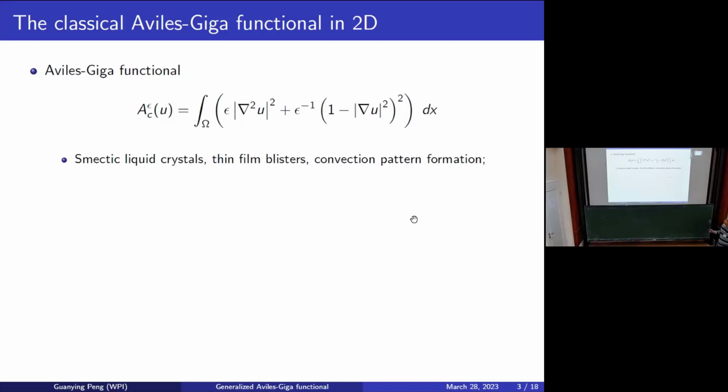So this is defined for a scalar valued function U, and it's a second order energy. The first term is the Hessian matrix of the function U, and there is a small parameter epsilon in this energy. In the second term, the potential term, that takes the form of 1 minus the norm of grad U squared, divided by this small parameter epsilon.